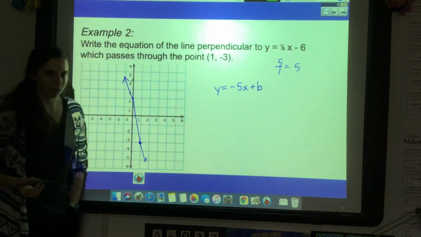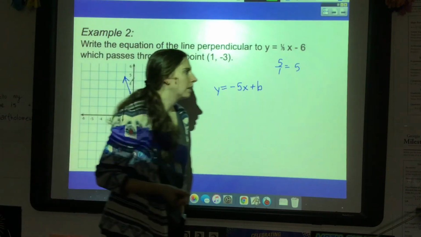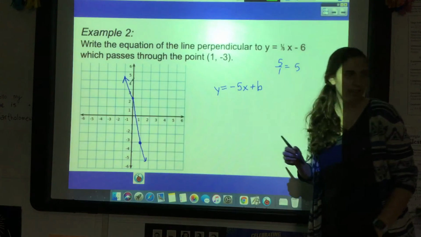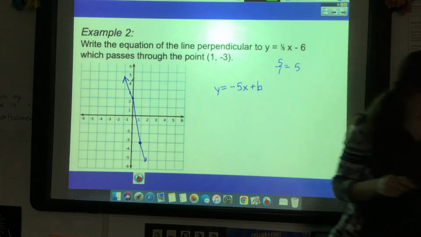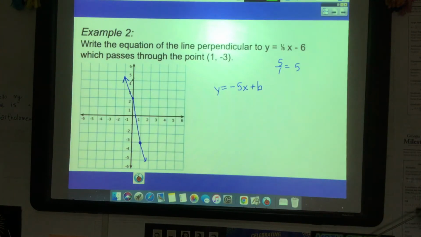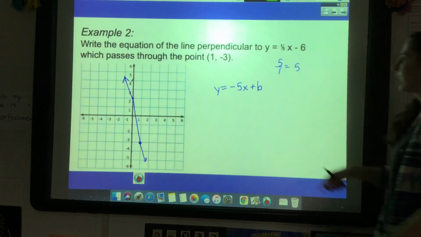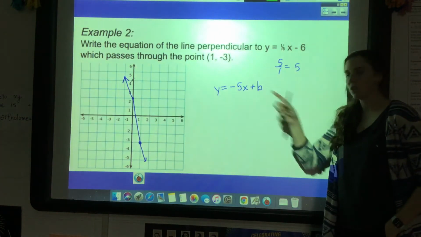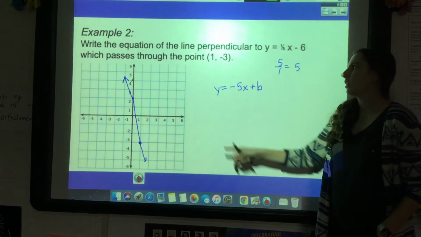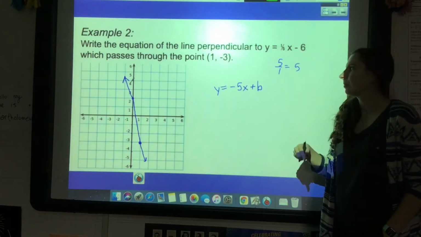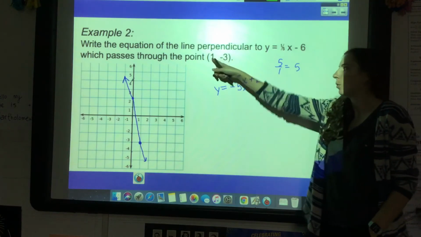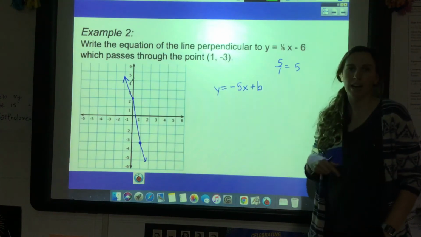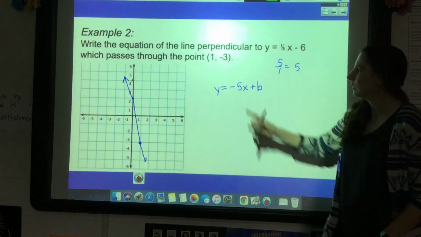Sometimes you're not going to be able to graph it that easily though. And so if you don't want to graph it, here's how you would solve this kind of thing. I don't know what the y-intercept is. That's what I'm trying to find. But I do know that it goes through the point 1, -3. And so I should be able to put in 1 for x and -3 for y and have this work out. And so that's what I'll do.